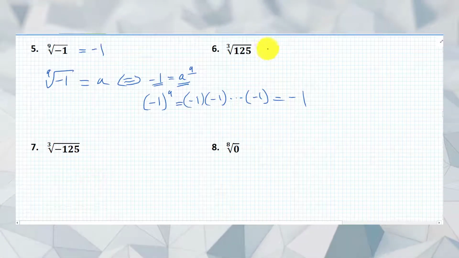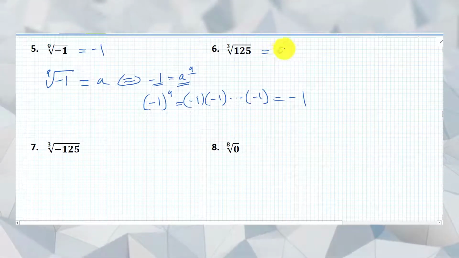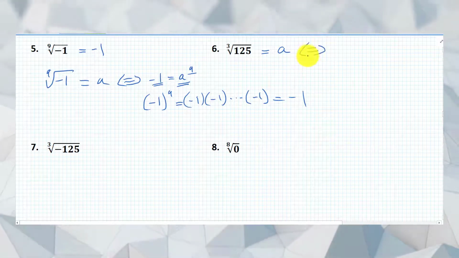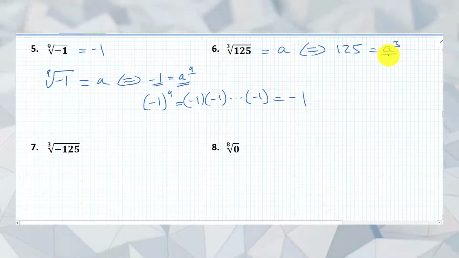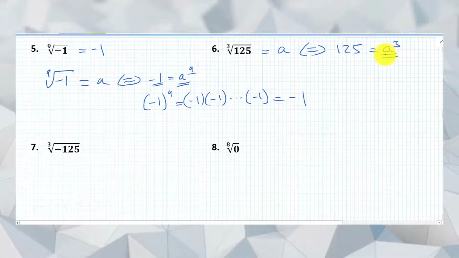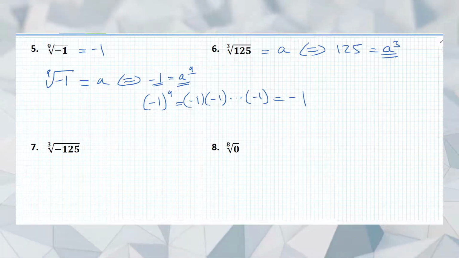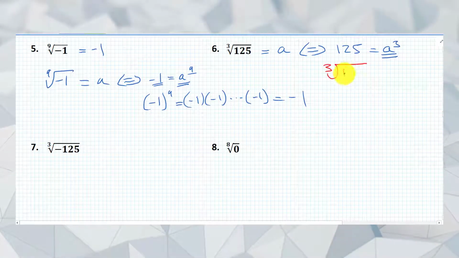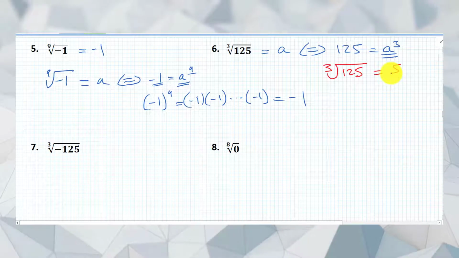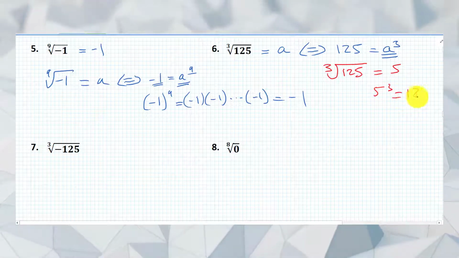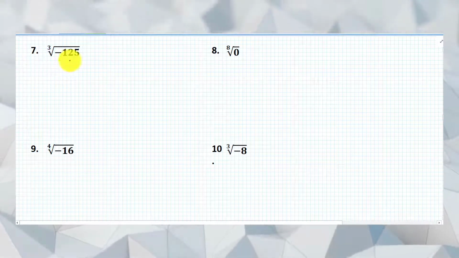Next one, number 6. What is the cube root of 125? If this is a, then this is the same as 125 equals a cubed. Do I know a number a so that when I cube it, I find 125? Yes, I do. That is 5. So the cube root of 125 equals 5 because 5 cubed is 125. I'm going to let you work on number 7.